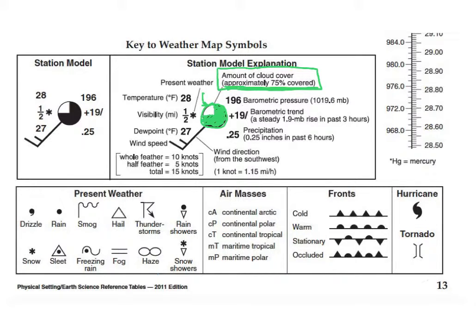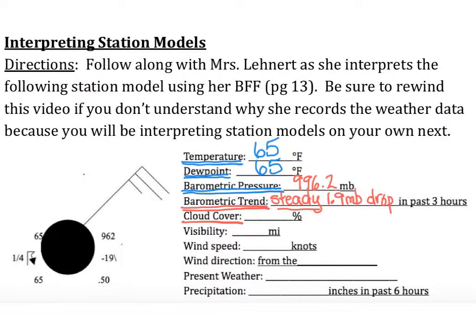Basically, scientists look up at the sky and they say, oh, it's mostly cloudy, and mostly cloudy would be 75% covered. So let's go back to our station model and see how much cloud cover there is. If we look at our circle, all of our circle is filled in. That means that the cloud cover should be 100%. So if you were to look up at the sky, that means you don't see any blue sky coming through at all. The entire sky is filled with clouds.